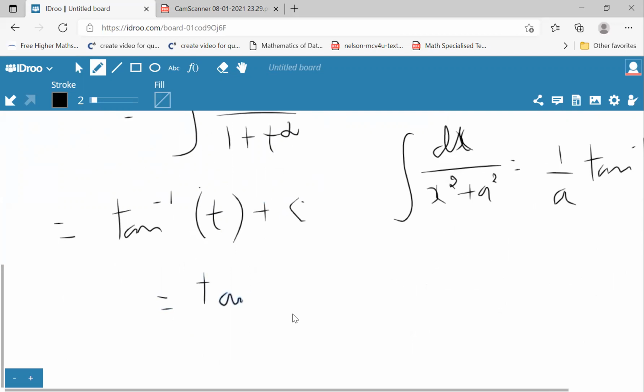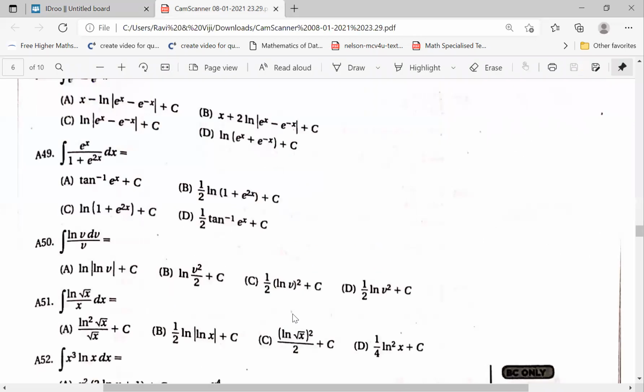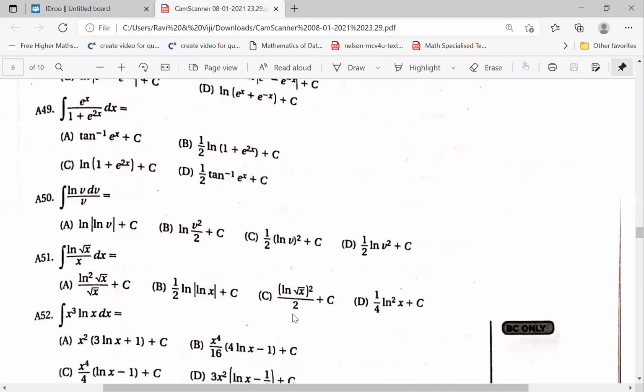of e to the power of x plus c. So let's see which option is correct. Tan inverse of e to the power of x plus c. So option A is correct. Now coming to the 50th problem.